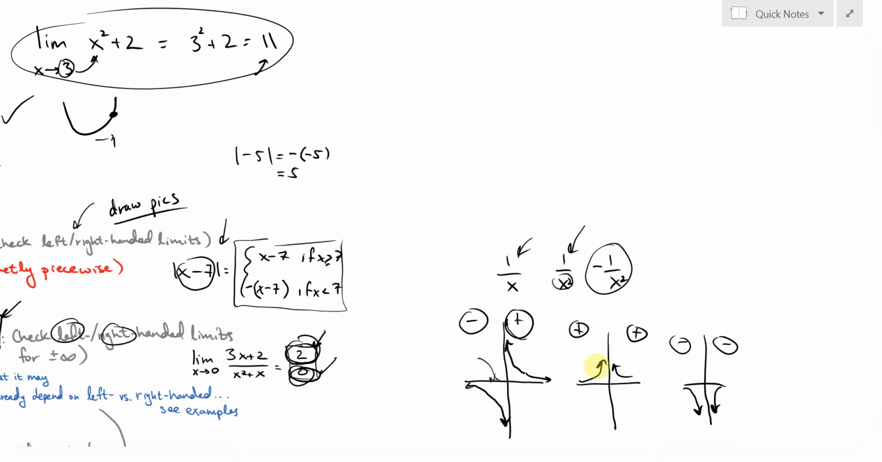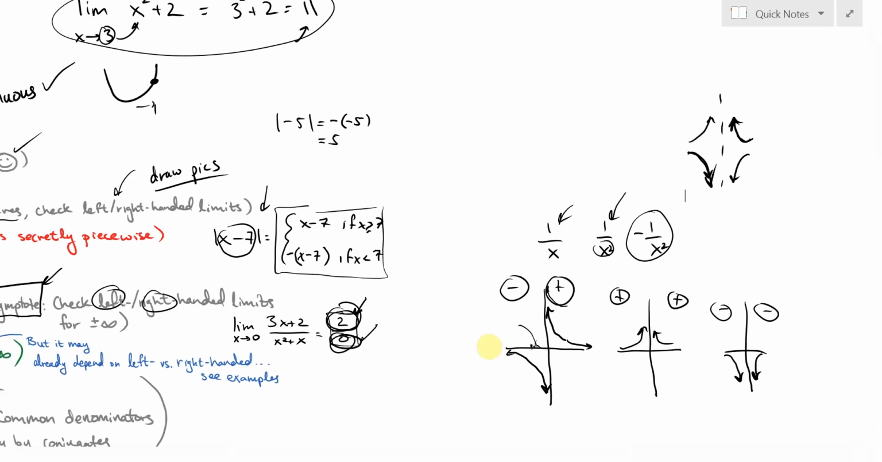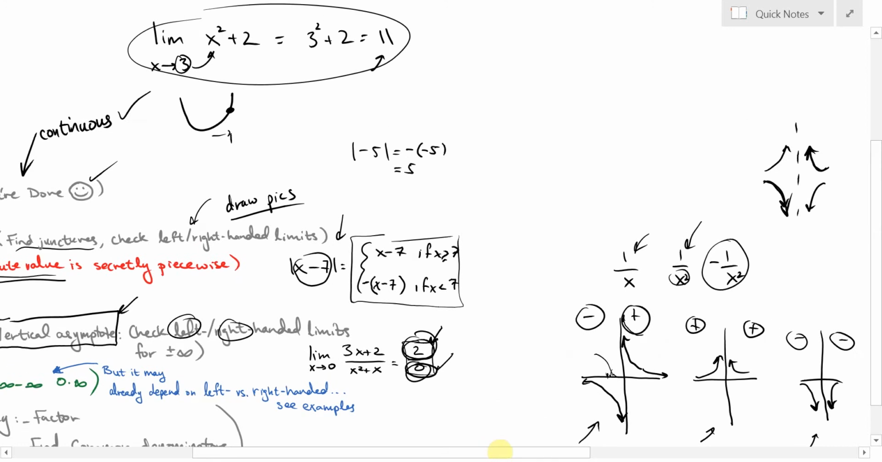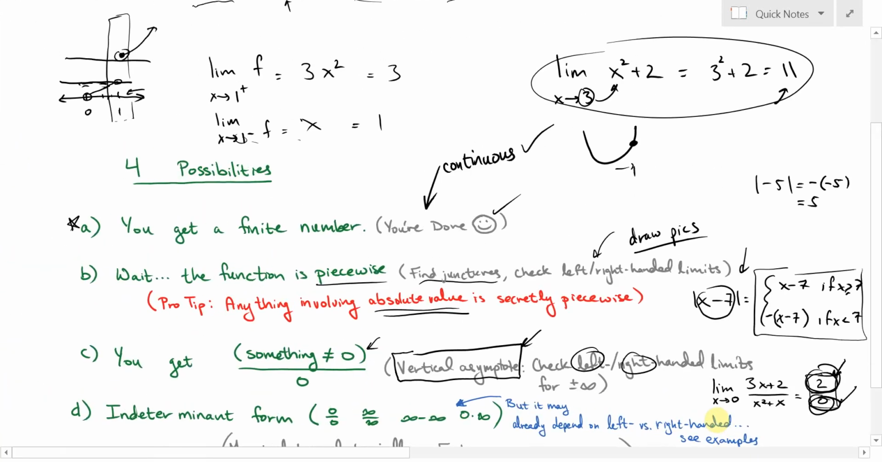Either it's a vertical asymptote and they're both going to go to positive infinity, or they're both going to go to negative infinity, or one of them is going to go to positive infinity, maybe the right, while the other goes to negative infinity, maybe the left, or vice versa. It could go either way. So really there's only three possible behaviors: both going to positive infinity, both going to negative infinity, or they're doing a flippity-flop, where they disagree. Okay, so that handles that.